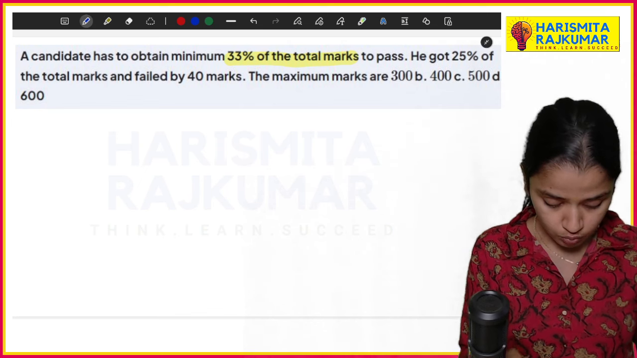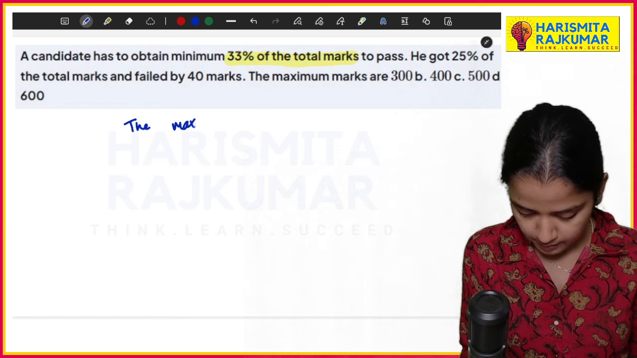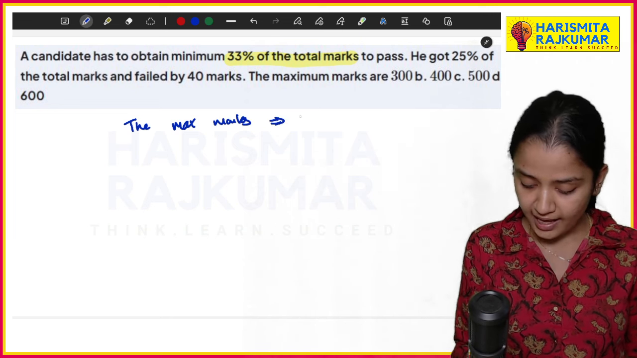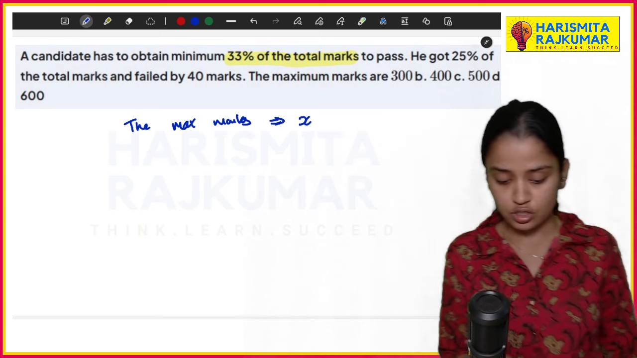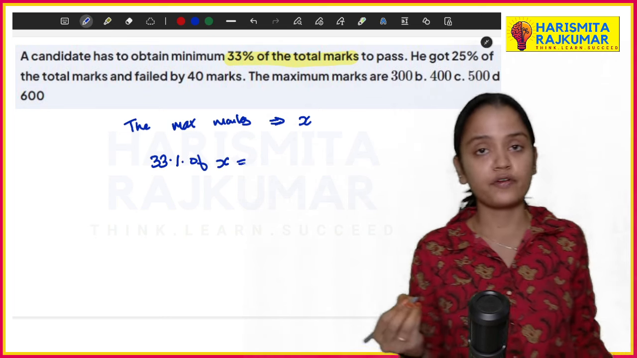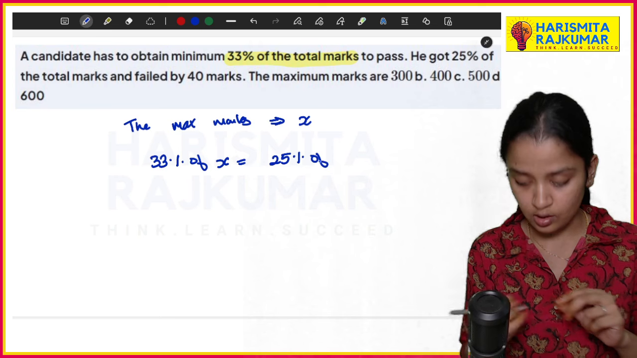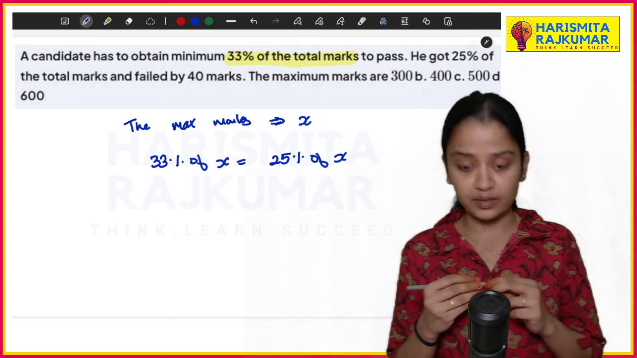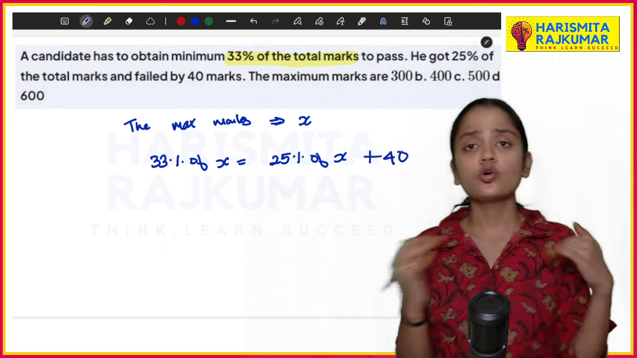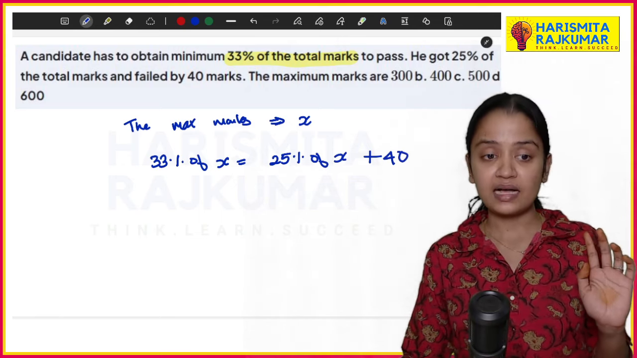So let us assume that the maximum marks be x. In which 33 percentage of x is the pass mark. He got 25 percentage of x and he failed by 40 marks, so plus 40. So plus 40 gives you the borderline passing mark, and this also gives you the passing mark, right?